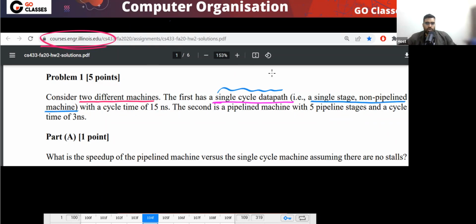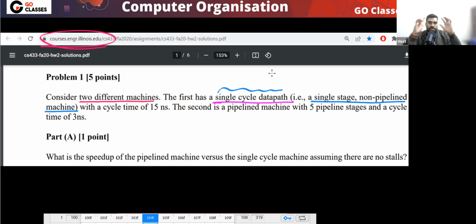I told you this point, that when you do not have any pipeline, it simply means that you have a single cycle data path. Every instruction will execute in a single cycle. In a single cycle, you are doing all the things: instruction fetch, decode, execution, data memory access, and write back.